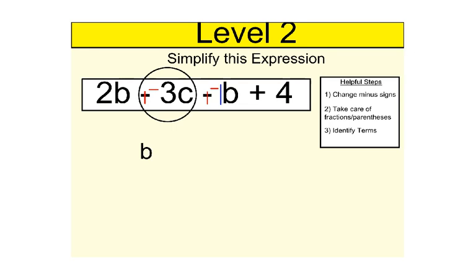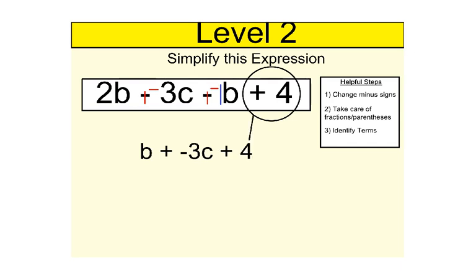Now I'm going to find my c's. So there is a plus a negative 3c, and I don't see any more c's, so I'm just going to bring it down. Okay, after that, I found my constant there. There's a 4. I don't see any more constants, so guess what? I'm just going to write it down.